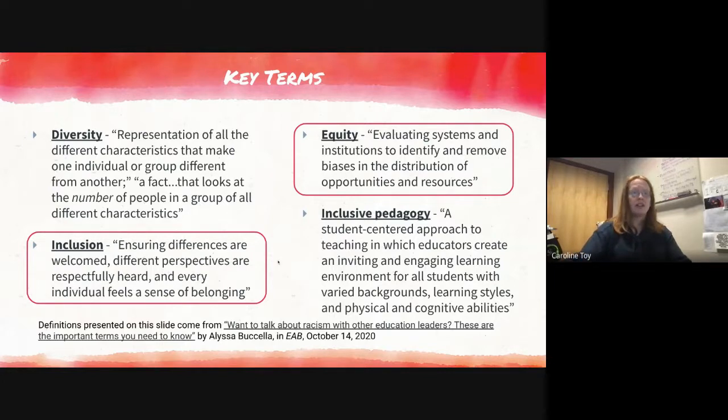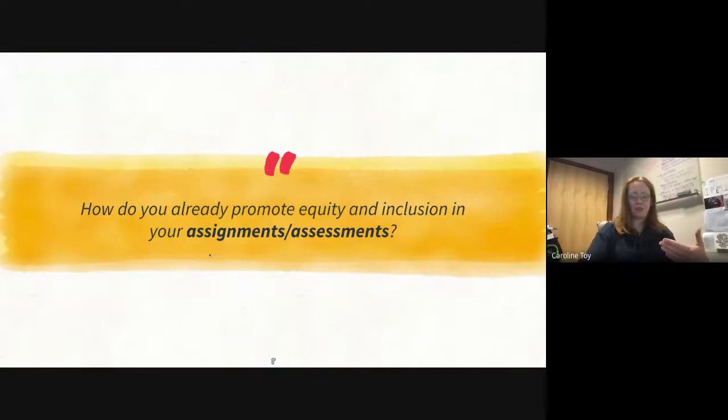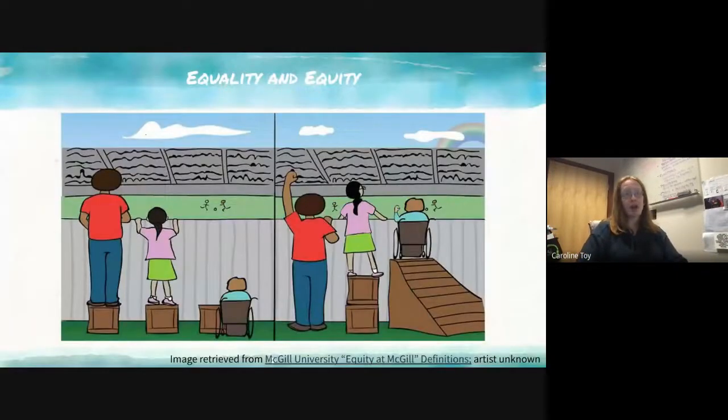I want to show you a cartoon that you may already be familiar with a variation of. I'm guessing most of you have in the past seen some variation of a cartoon series that shows people trying to look over a fence, and not everybody can see over a fence. And there may be boxes, and there may eventually be a removal of the fence.